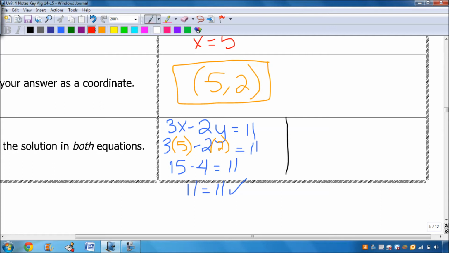Now I got to check it in my other equation. So x plus 2y equals 9. Okay, so every time I see an x, I'm going to replace it with 5. Every time I see a y, I'm going to replace it with a 2.